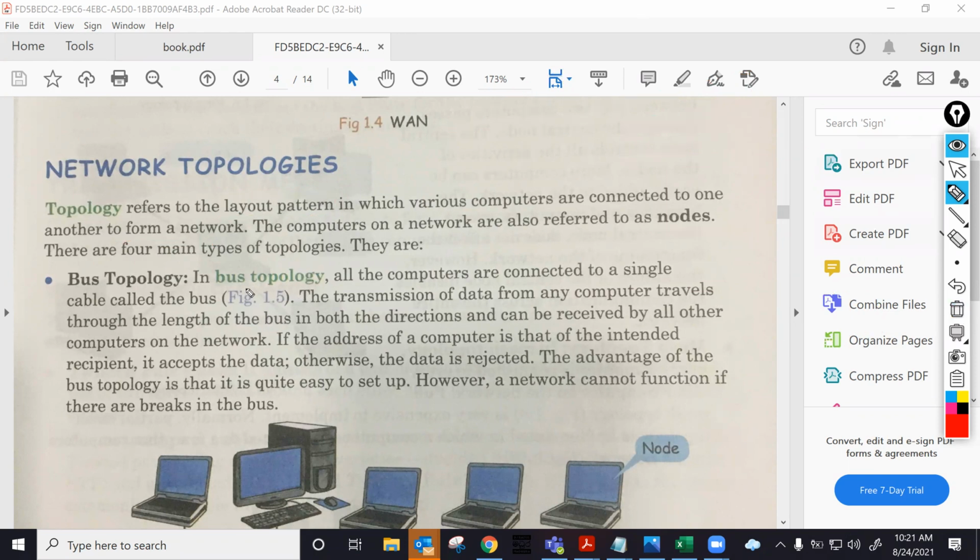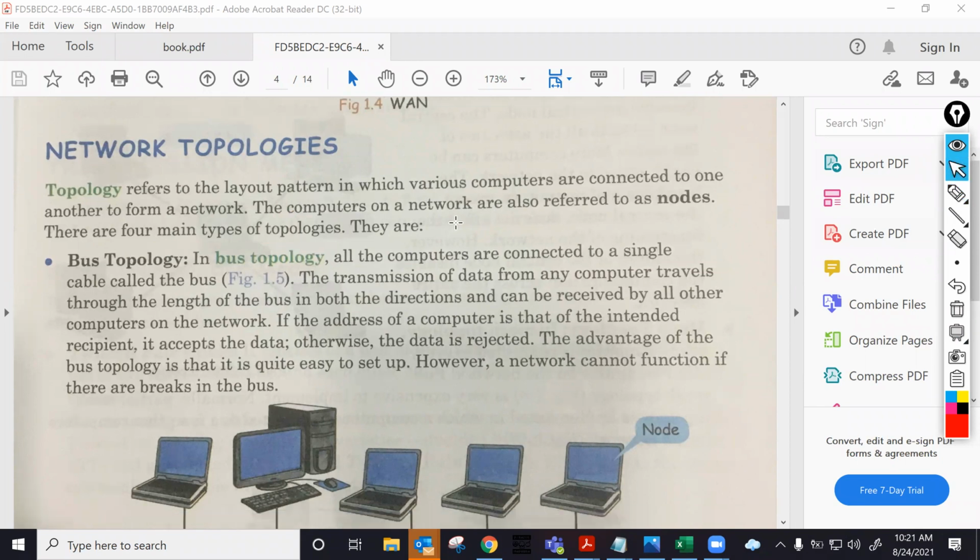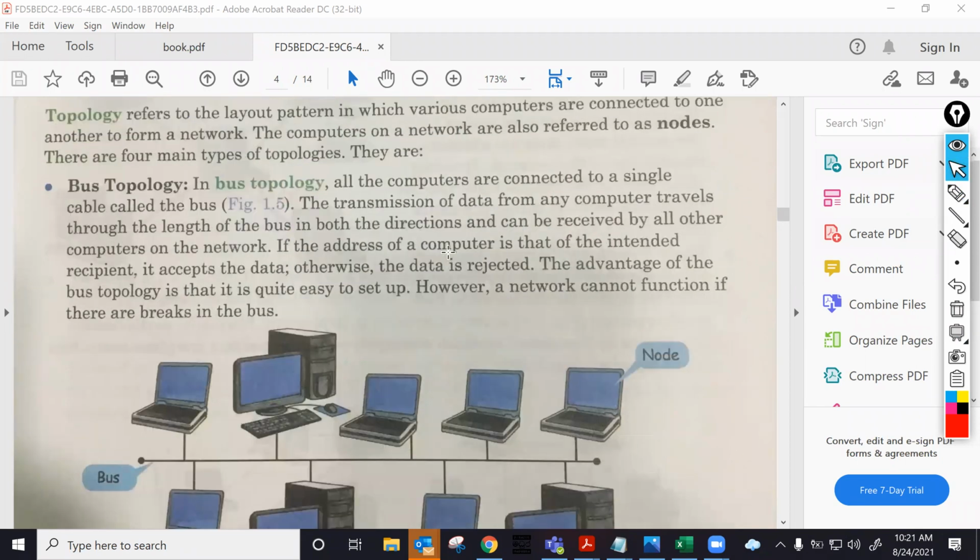Okay. So we have to learn four main types of topologies. We will go one by one and elaborate what those four LAN topologies are. Remember, assume you have a computer lab in your school. Now we are going to learn the four ways that we can build up the computer labs in our school.